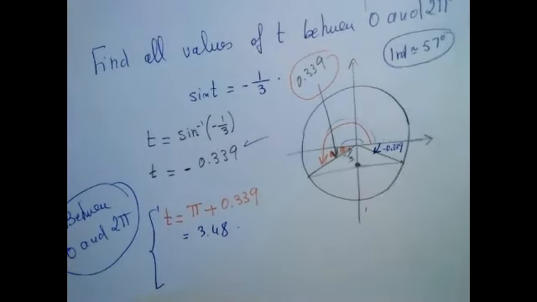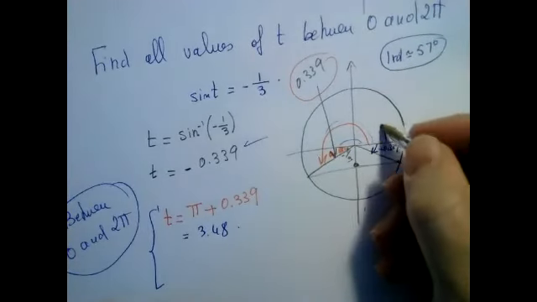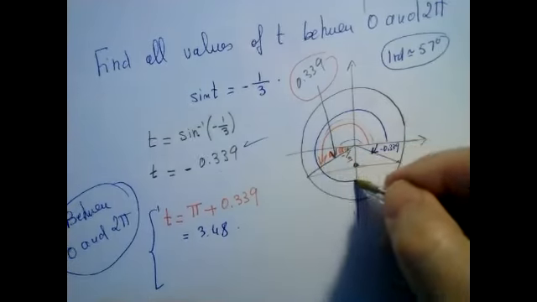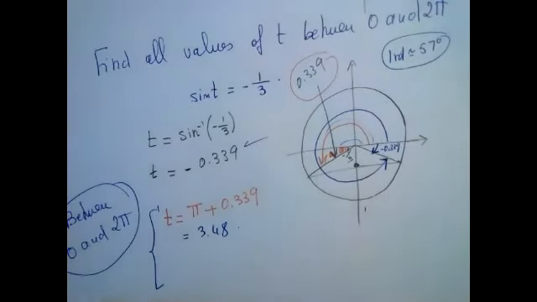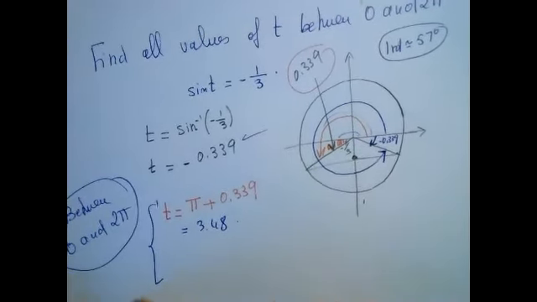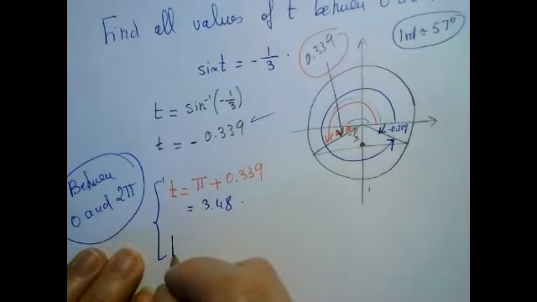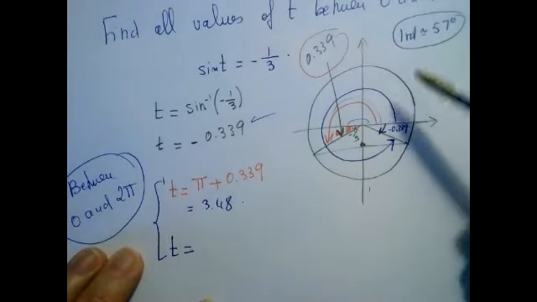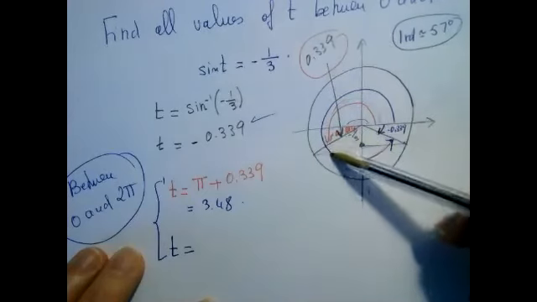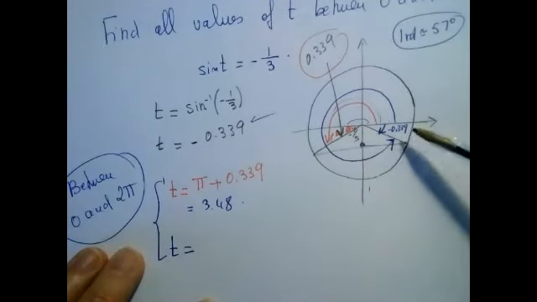Who can give me the other one? The other one would be, I wish I had a green color. I don't. The other one would be from here to here. What's going to be from here to here? Jaden, can you figure it out looking at the picture, basically? How do you compute this angle? Going all around till you hit that. One is minus 0.339. I want it to be the positive one. What's going to be?